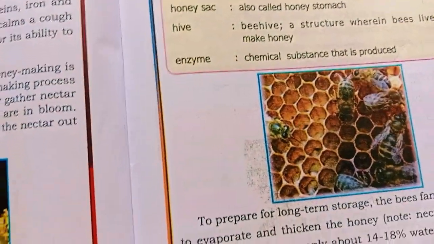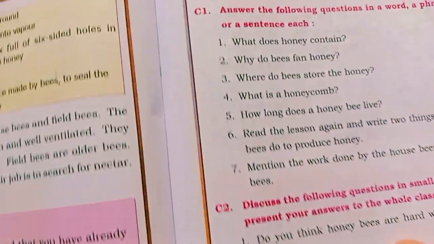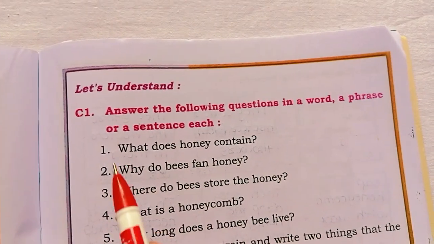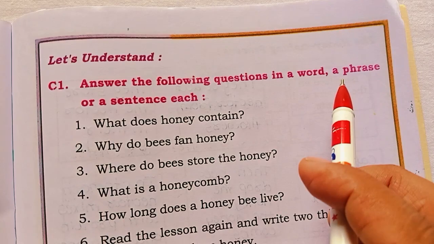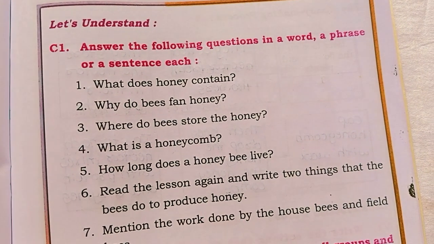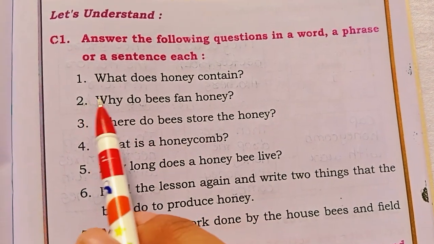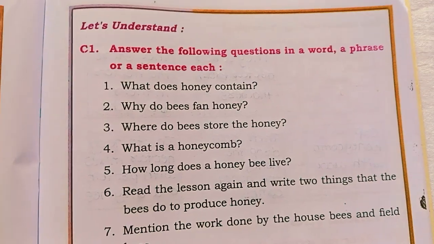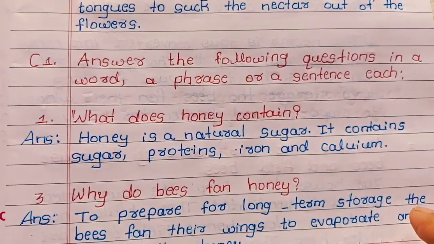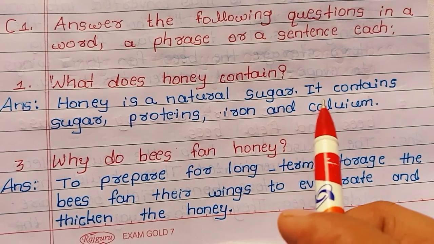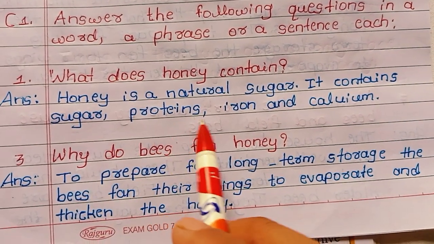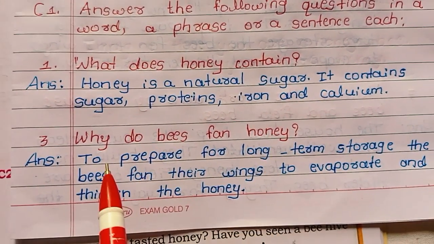And next, let's understand C1. Answer the following questions in a word, a phrase or a sentence each. First question, what does honey contain? Answer, honey is a natural sugar. It contains sugar, proteins, iron and calcium.